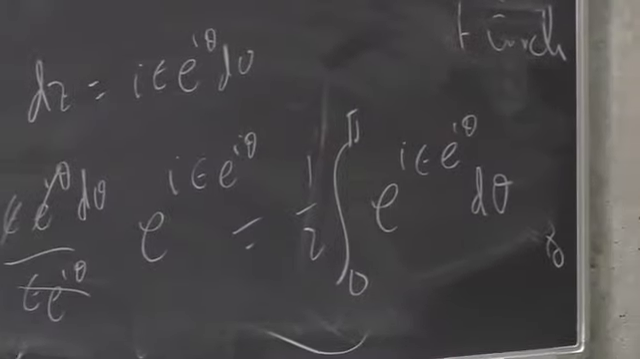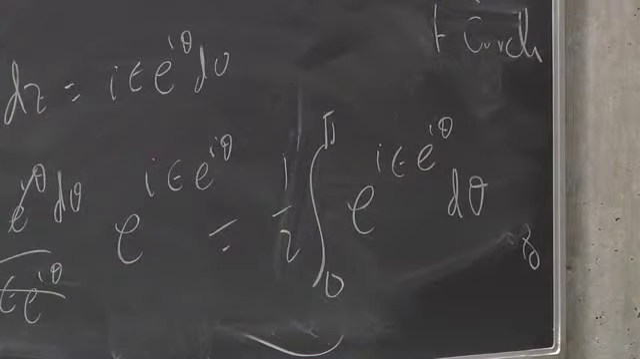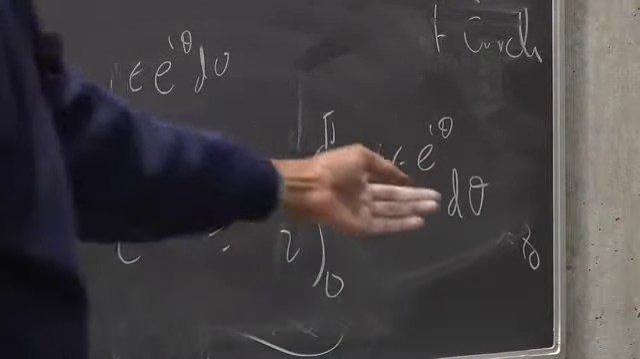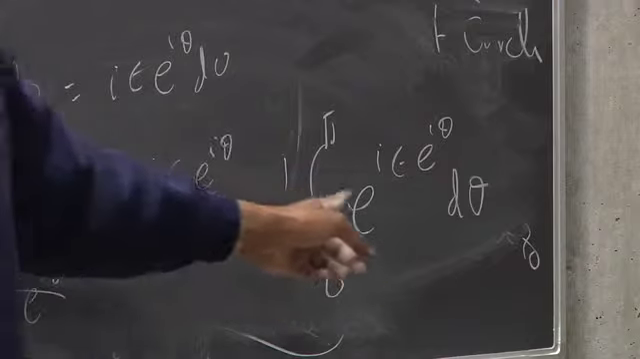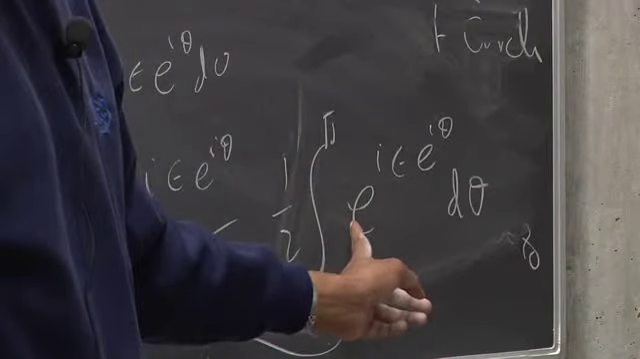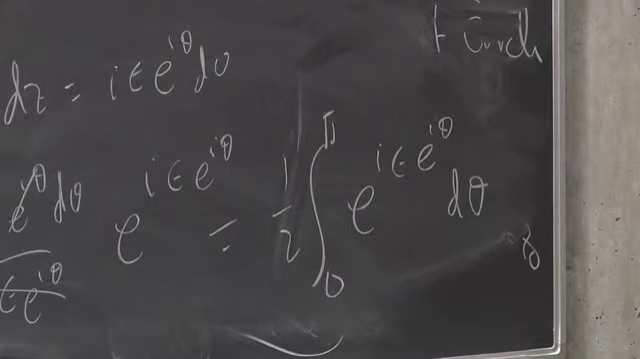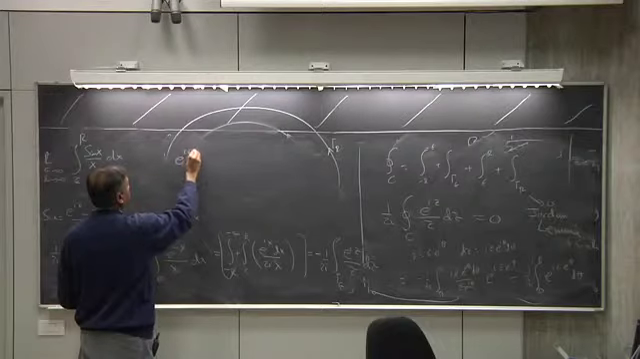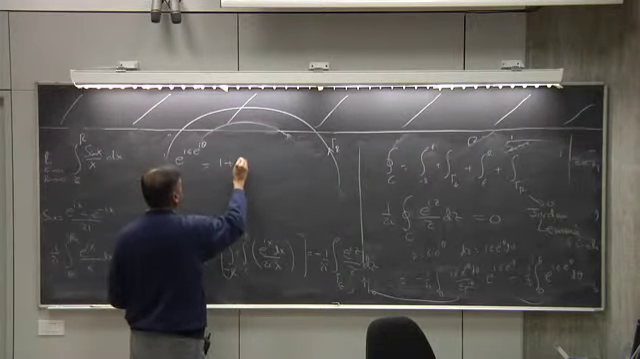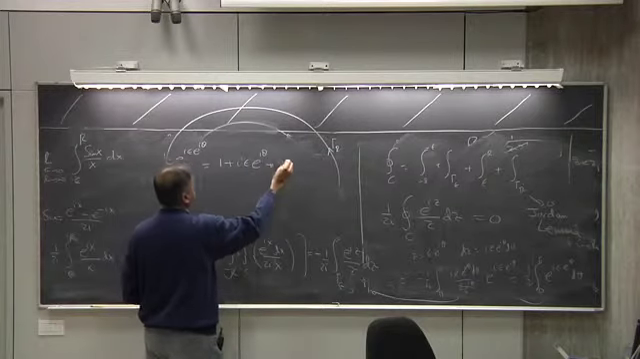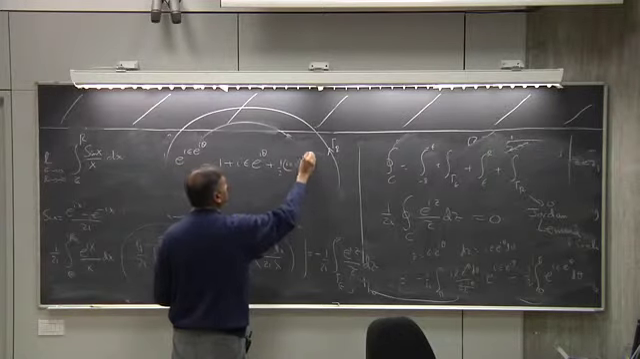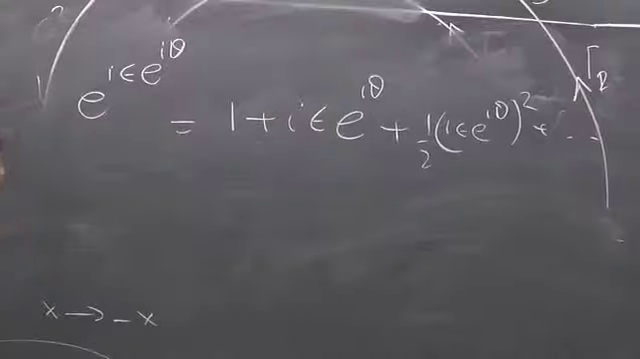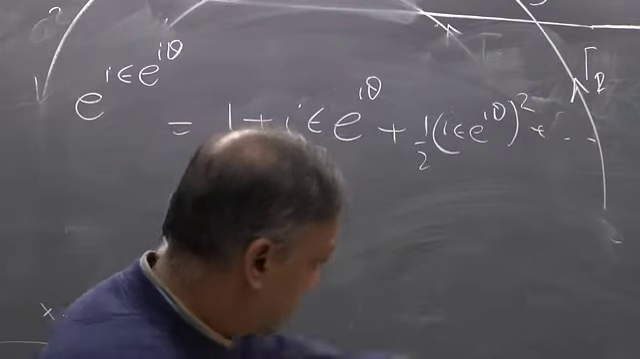But of course, to compute this exactly would be difficult, and really I am interested in the epsilon going to 0 limit. So if epsilon goes to 0, I can expand this exponential. Expanding the exponential, e to the power of i epsilon e to the i theta is simply 1 plus i epsilon e to the i theta plus 1/2 (i epsilon e to the i theta) squared, and so on. And then substitute that and integrate.